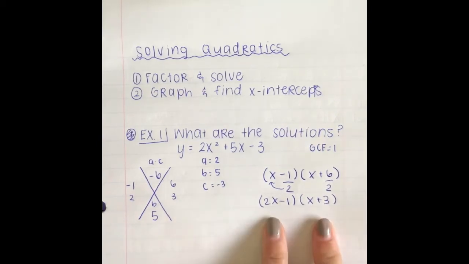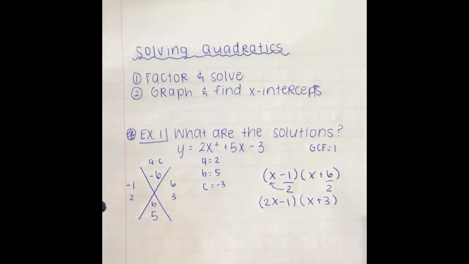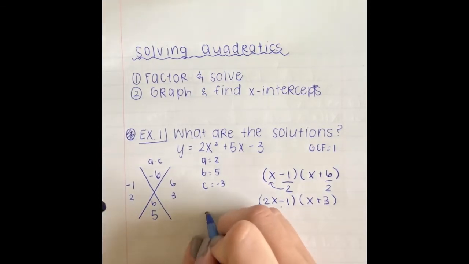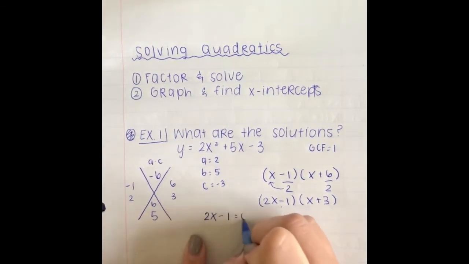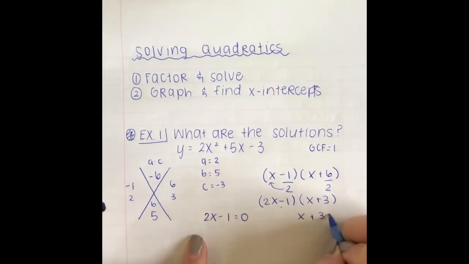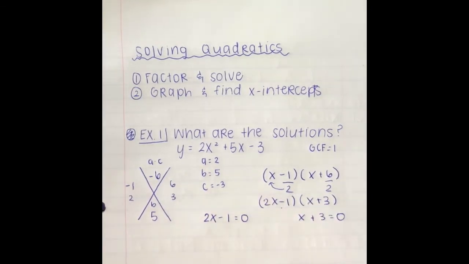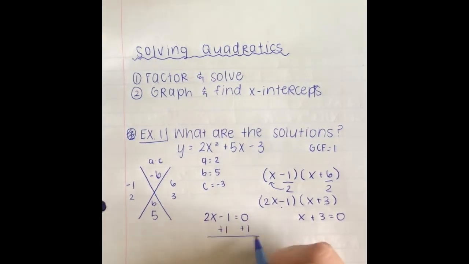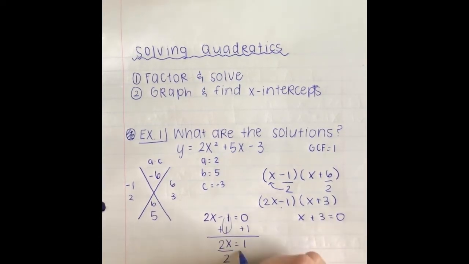Once you have your factors, to find your answer, or your x-intercepts, our solutions, what we're going to do is set each of these equal to 0. So 2x minus 1 equals 0, and x plus 3 equals 0. And then you're just going to solve for x. So we're going to add 1 to both sides, and we get 2x equals 1. Divide both sides by 2, and you get x equals 1/2.